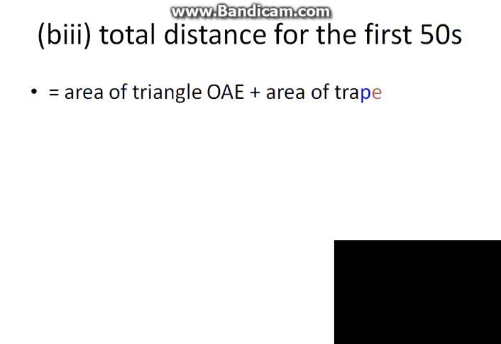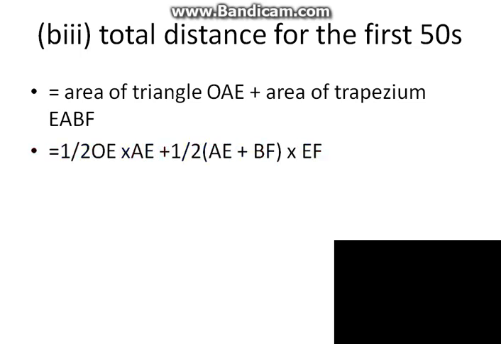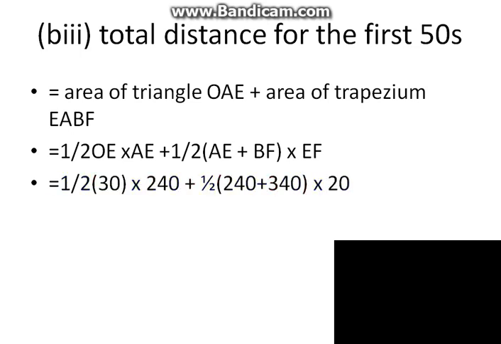(iii) Total distance for the first 50 seconds is equal to area of triangle OAE plus area of trapezium EABF, which is equal to half OE times AE plus half in bracket AE plus BF times EF. Substituting the values, we have half in bracket 30 times 240 plus half in bracket 240 plus 340 times 20. Now we have in bracket 3,600 plus 5,800 meters, which will now give us 9,400 meters.